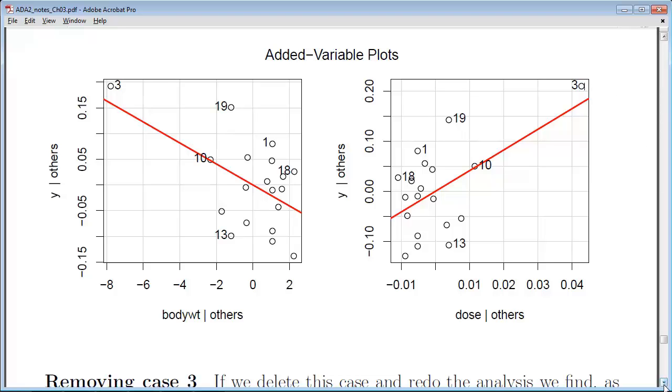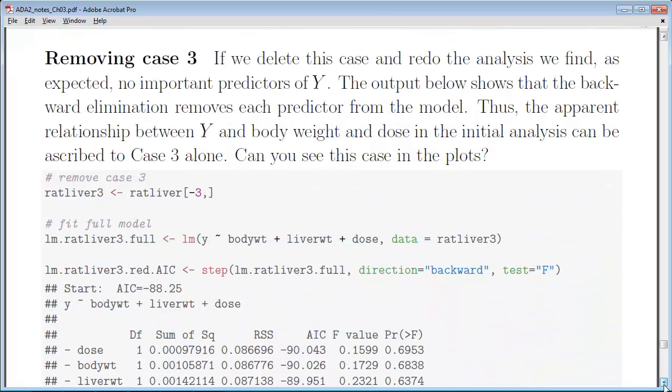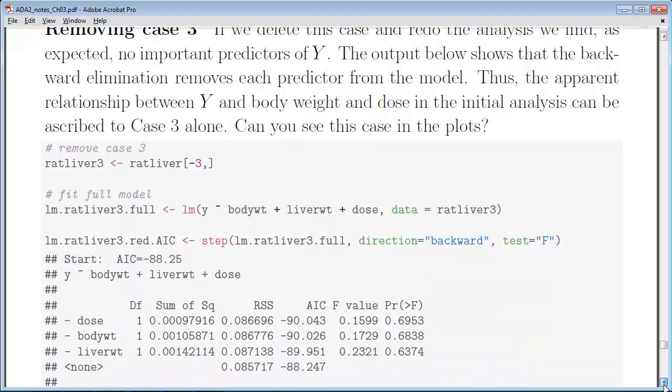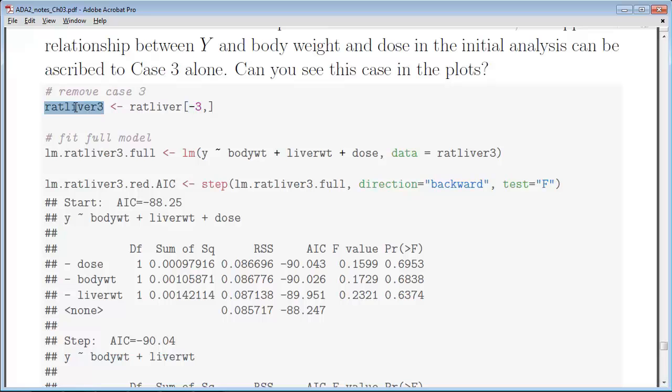Let's understand this a little bit more by removing case 3 and seeing what the results are. Here I'm removing observation 3, removing row 3 from the rat liver data set and calling that rat liver 3. And here's the full model. Again, I'm going to do backward selection using the step function.